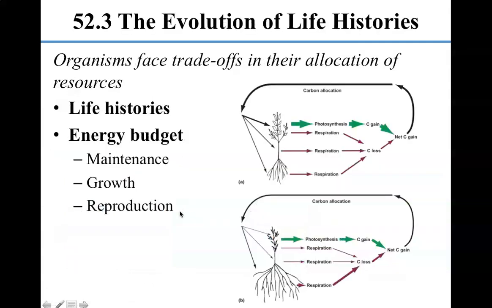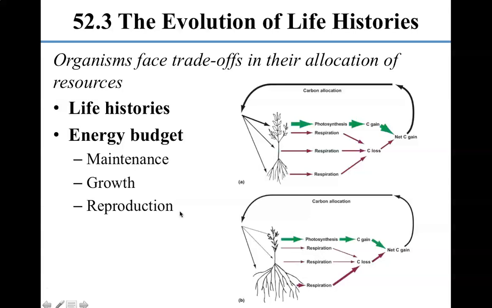So when it comes to organisms, we can compare and contrast different life histories among species. A life history is simply the lifetime patterns of growth, maturation, and reproduction that maximizes the number of surviving offspring that an individual produces. So every species has its own particular life history. We saw that in the last slide.